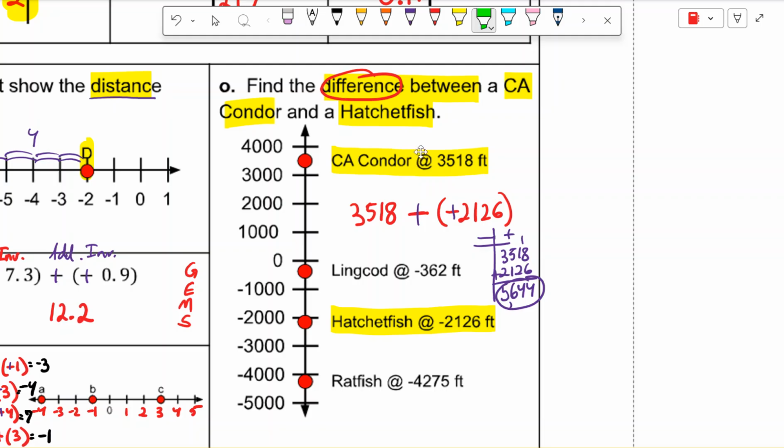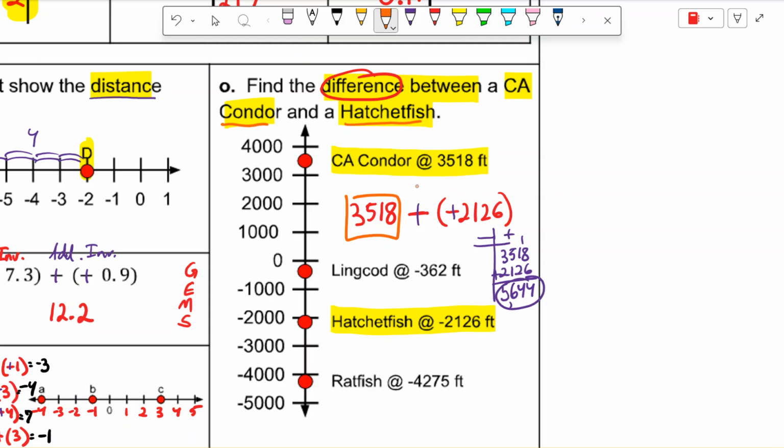All right, so the California condor can soar at 3,518 feet, and the hatchetfish has been found as deep as negative 2,126 feet below sea level. Okay, so we set it up here. The condor is mentioned first, right here, and then the hatchetfish. So we put the condor first, and we find the difference, the subtraction sign, and then the negative 2,126 for the hatchetfish.